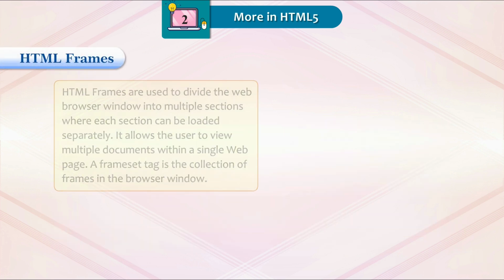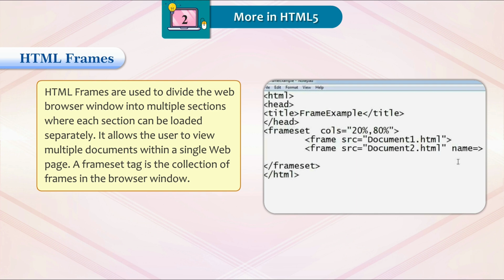HTML frames. HTML frames are used to divide the web browser window into multiple sections where each section can be loaded separately. It allows the user to view multiple documents within a single web page. A frameset tag is the collection of frames in the browser window.